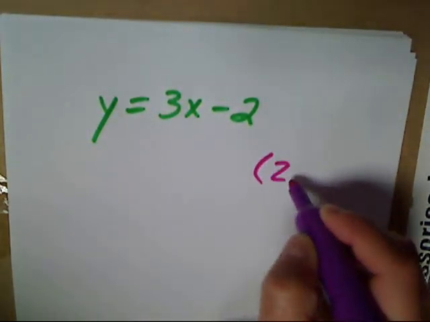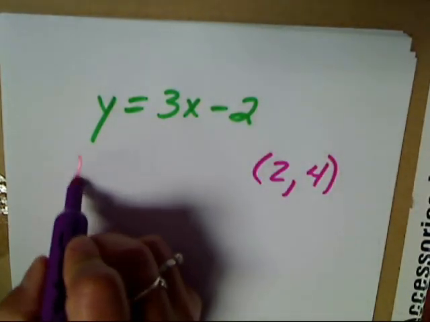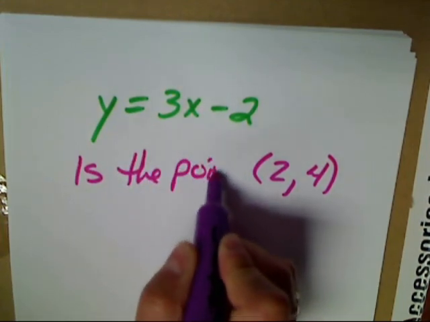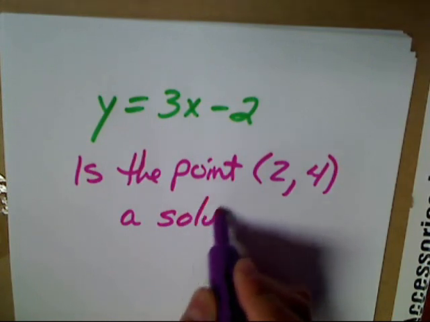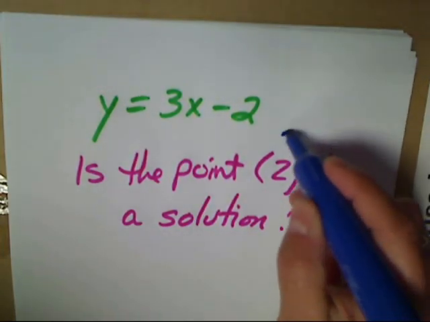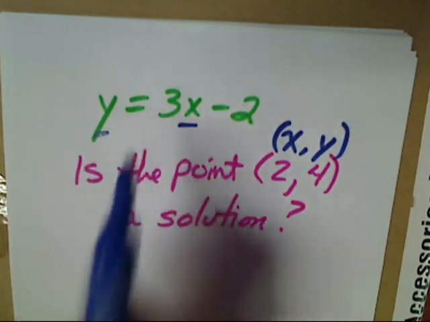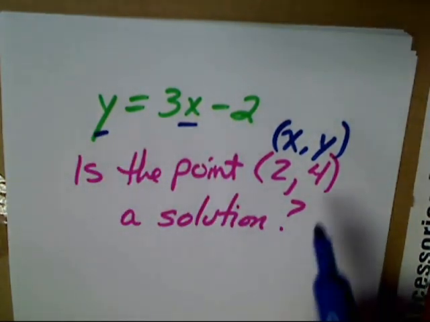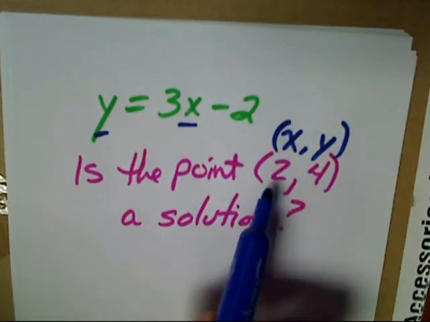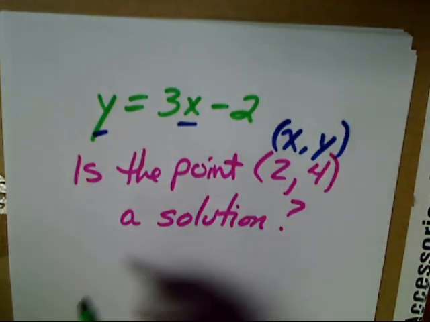So if I had the point 2, 4, and I want to know, is that a solution? Well, we need to remember that a point is always an ordered pair. So the first coordinate is an x value and the second coordinate is a y value. Well, up in our equation we have an x and a y. So I'm going to replace the value of 2 for x because it's in that first spot. The x value is 2, so I'm going to replace it with 2. And similarly, I'm going to replace the y with 4.